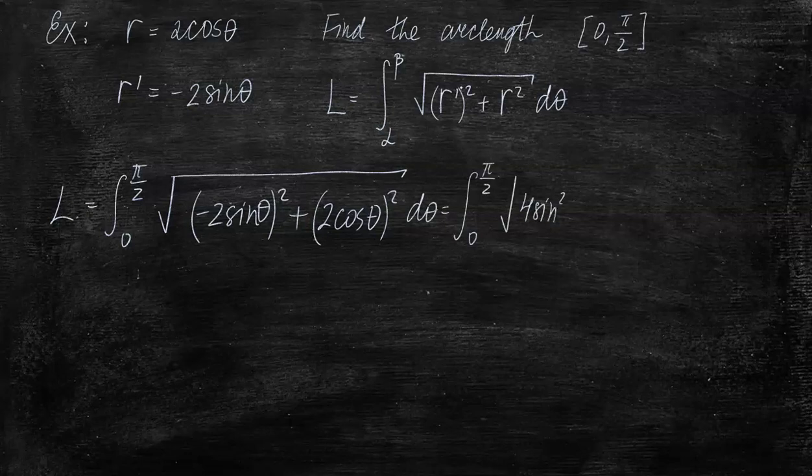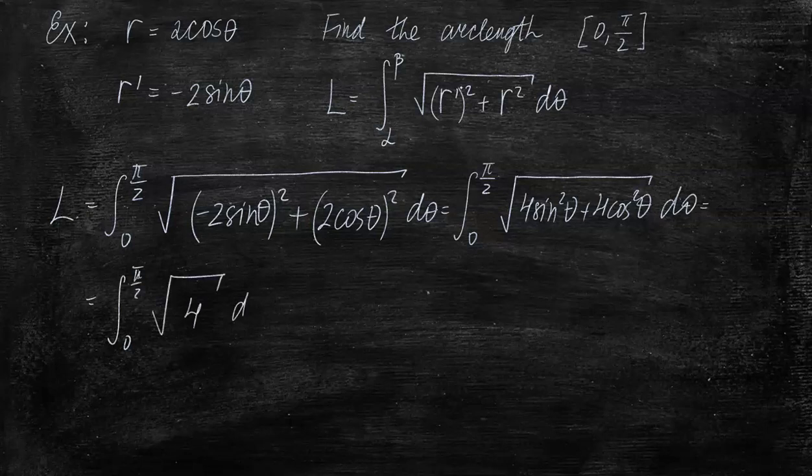Integral from 0 to pi over 2 of the square root of 4 sine squared theta plus 4 cosine squared theta d theta, and we can finish it now. Factor out 4, and then according to the Pythagorean theorem, sine squared plus cosine squared of theta is equal to 1. So we're almost done here. The square root of 4 is 2, the integral of 2 is 2 theta, and we evaluate it from 0 to pi over 2. So the answer is pi.